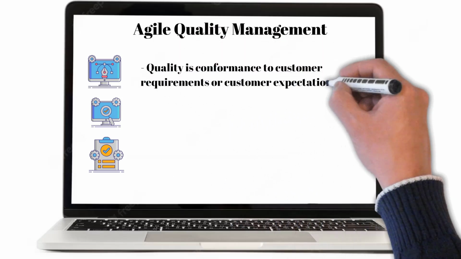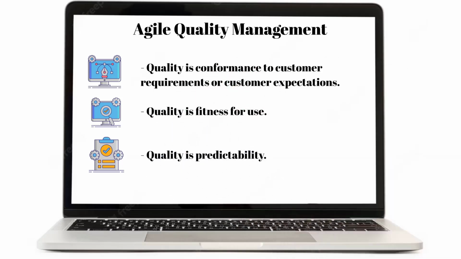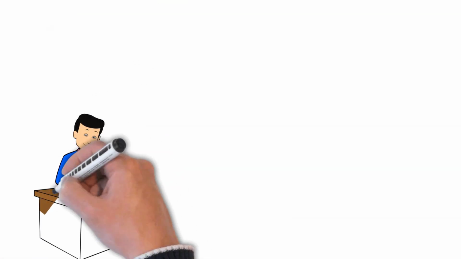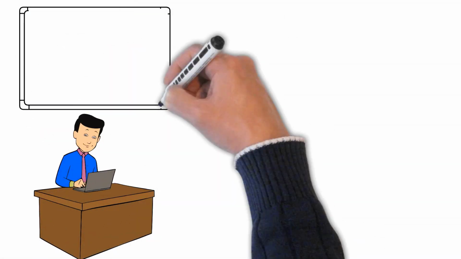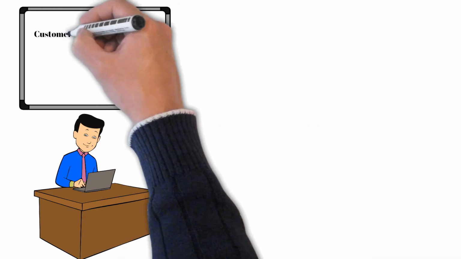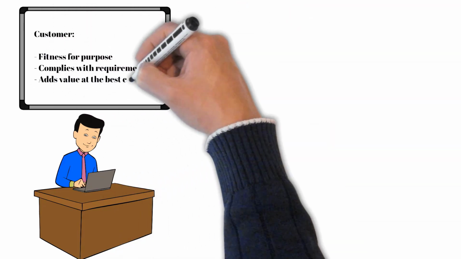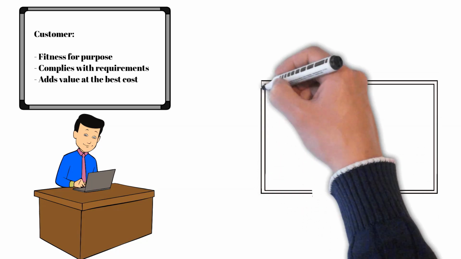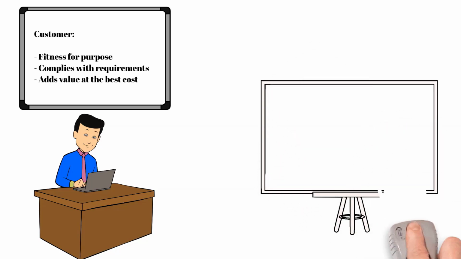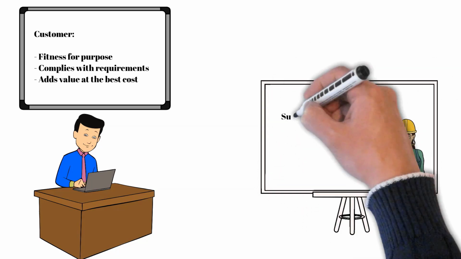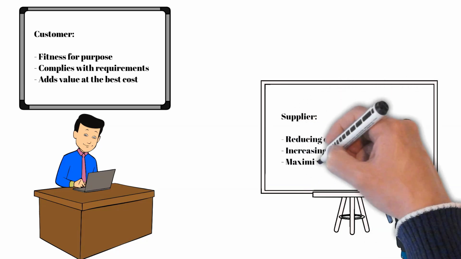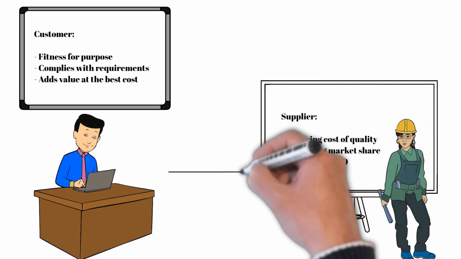Quality is a conformance to customer requirements or customer expectations. Quality is fitness for use. Quality is predictability. Quality has two perspectives. From the customer's point of view, quality is the fitness for purpose, complies with their requirements, and adds value at the best cost. The supplier has a different quality definition: reducing the cost of quality, increasing market share, and maximizing their return on investment.